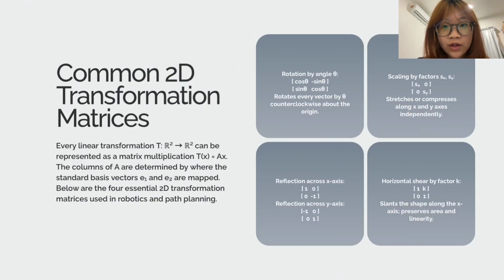Common 2D transformation matrices. Every linear transformation T from R squared to R squared can be represented as a matrix multiplication T(x) = Ax. The columns of A are determined by where the standard basis vectors e1 and e2 are mapped. Below are the 4 essential 2D transformation matrices used in robotics and path planning.